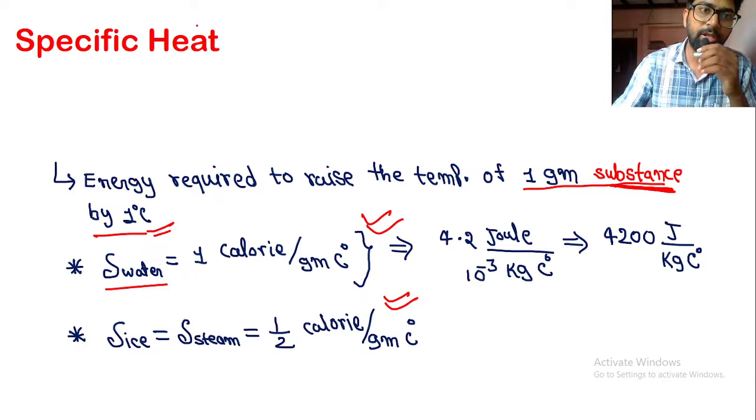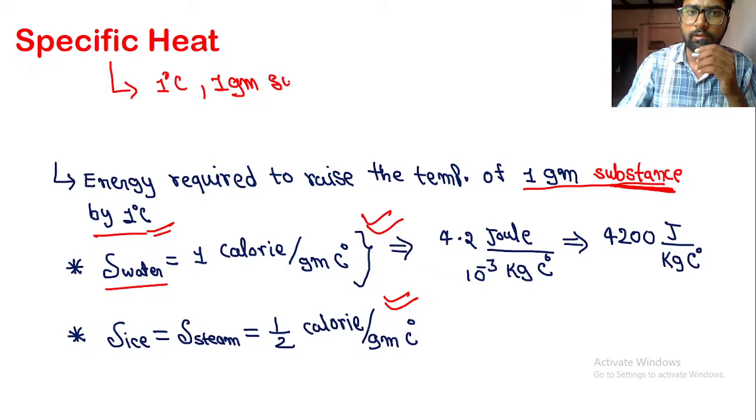And for specific heat we have to be very careful, because in the heat chapter the unit is primary. Most of the questions are especially related to unit conversion and calculation. So if we increase the temperature of 1 gram of substance by 1 degree Celsius, then the energy required is called the specific heat.